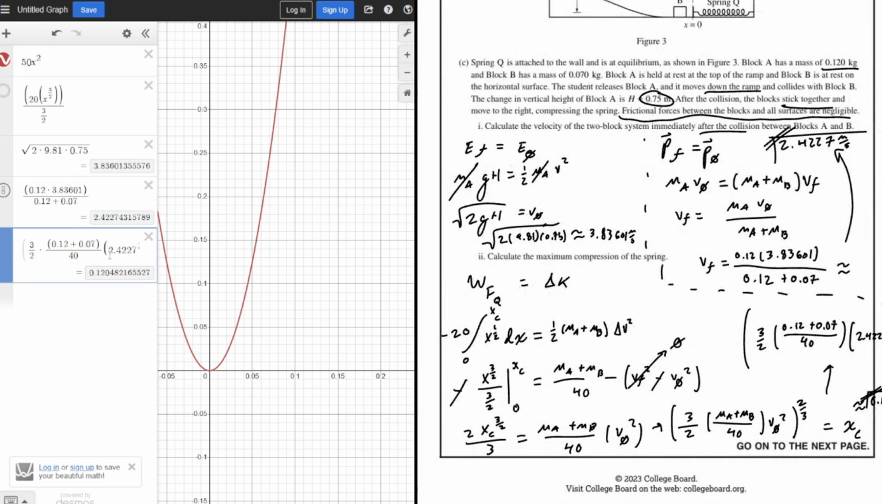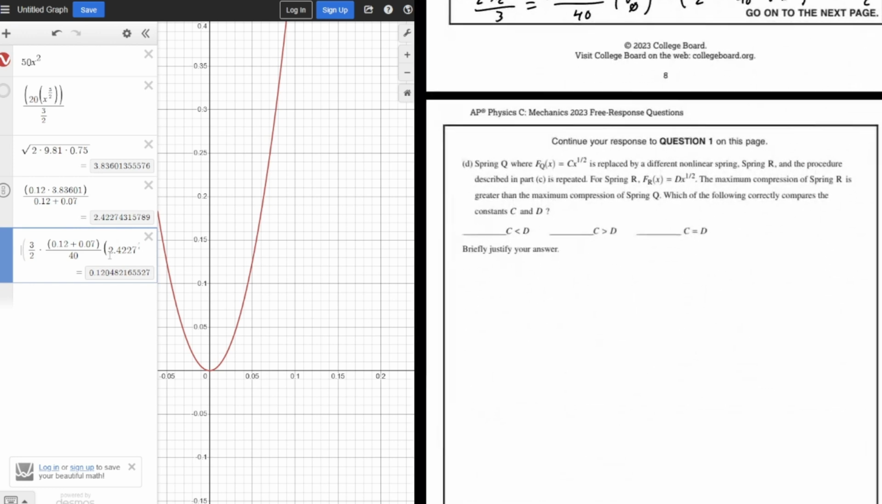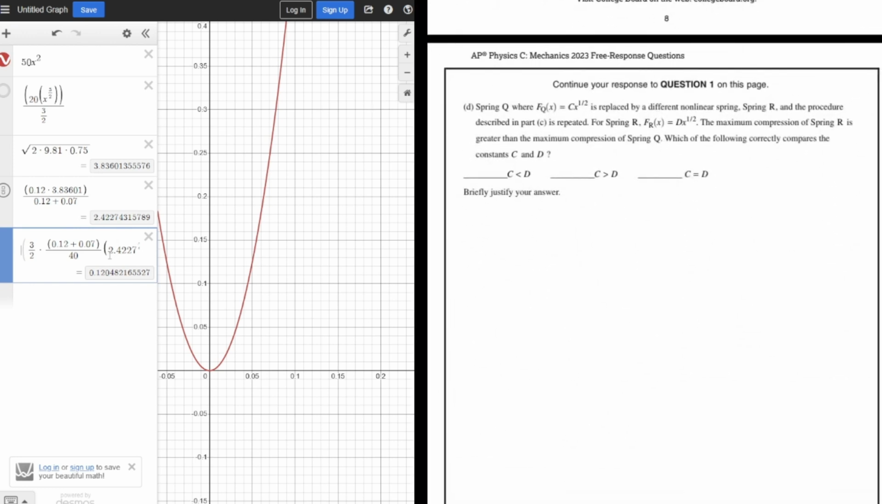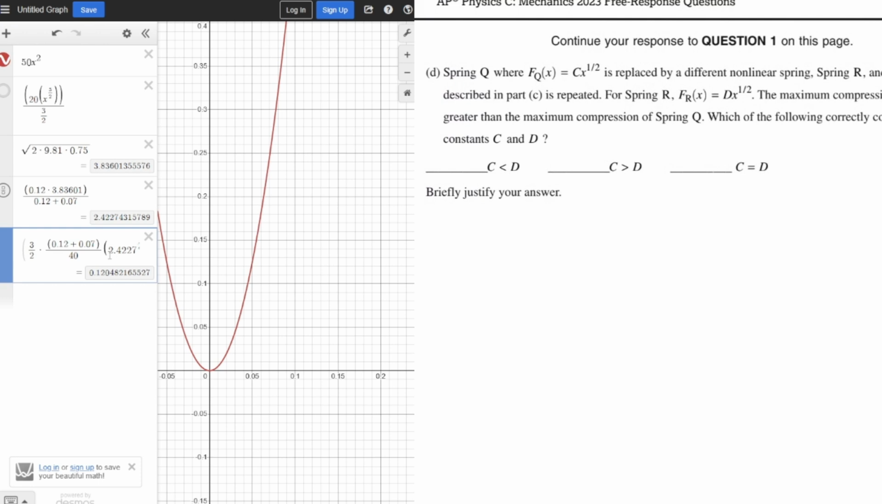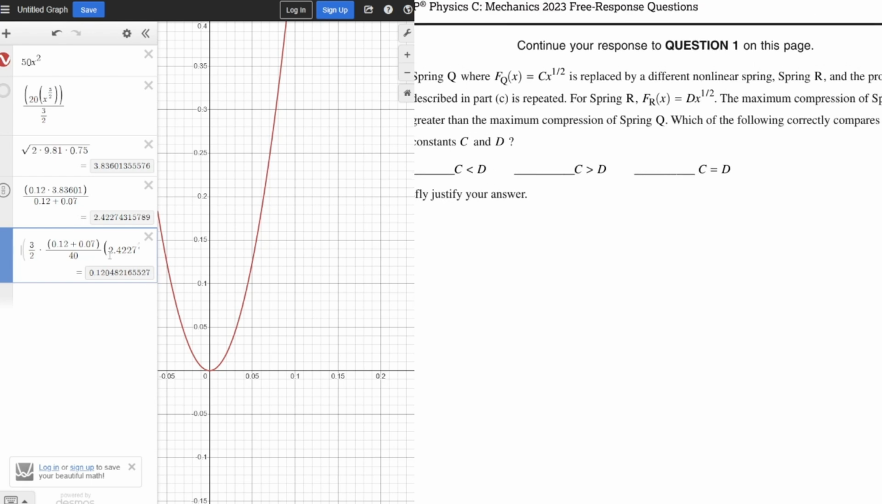Again, there's the alternate approach where you could derive a potential energy function. You don't need to do that. But yeah, so this question's taking a little while. It normally would take 15 minutes, but I'm just going through everything and explaining it. But yeah, so spring D, where F of x is equal to C x to the 1/2, is replaced by a different nonlinear spring, spring R. Oh, okay. And the procedure described in part D is repeated.